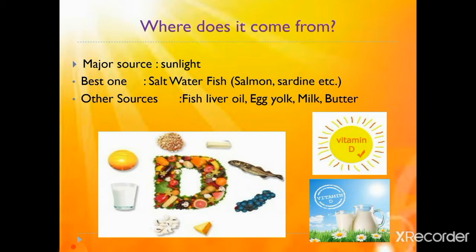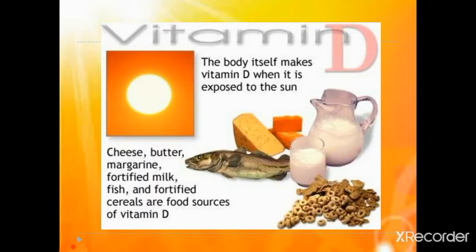So the major source is sunlight, and it is also seen in saltwater fishes like salmon, sardine, etc., and other sources like fish liver oil, egg yolk, milk, butter. The body itself makes vitamin D when it is exposed to the sun. Other sources like cheese, butter, milk, fish, etc., are also there.